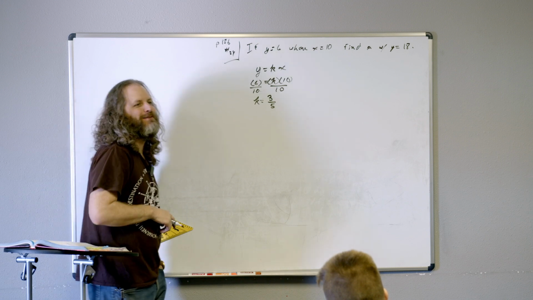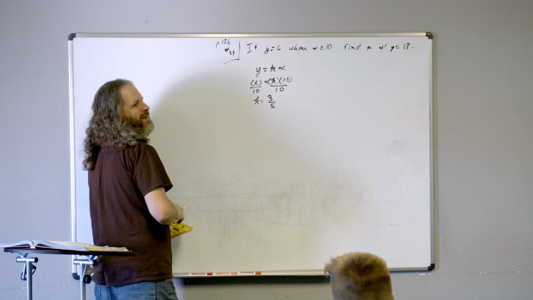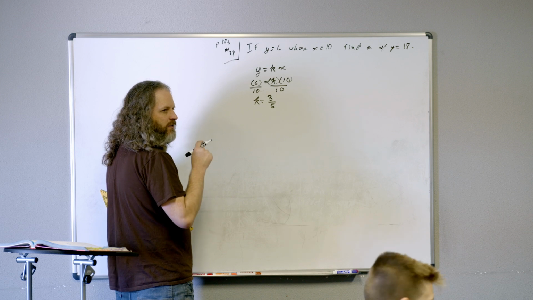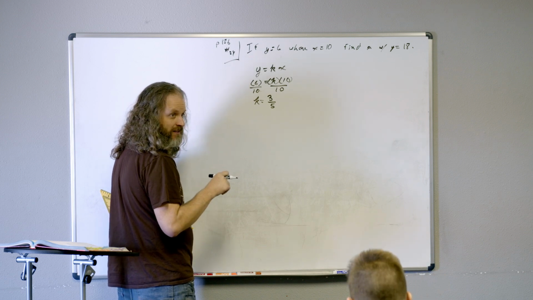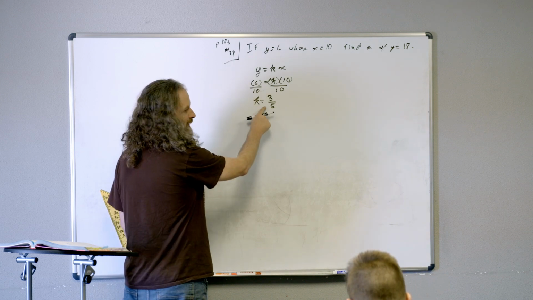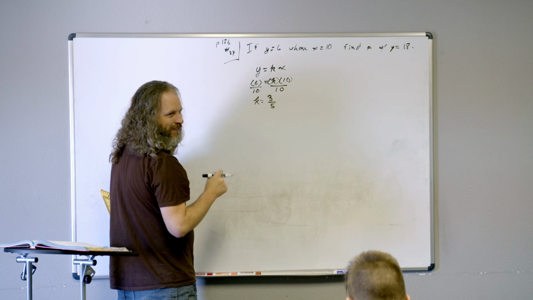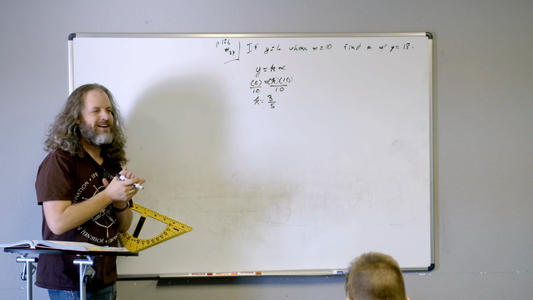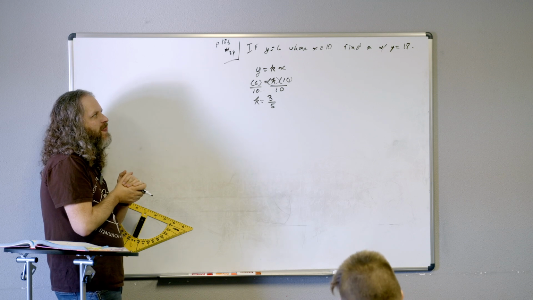0.6? Yeah. Same problem. You did it right. I didn't get a 3.5. You got 0.6, right? Yeah. What does 3/5 equal? Oh. Yeah. There we go. I knew we were there. Okay, now what?